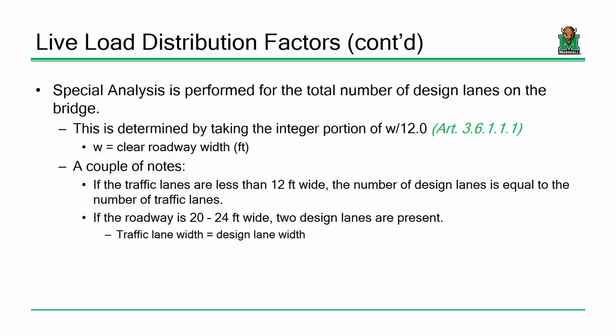So if you take the roadway width and divide it by 12 and you get 2.7, that's not 3, that's 2 design lanes. Okay, it's the integer portion. All right, you put as many design lanes as you can fit. Make sense? If you've got a really narrow bridge, you're going to put 2 design lanes that are halfway, half and half. Make sense?